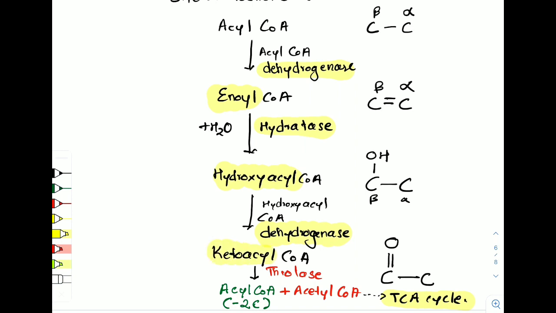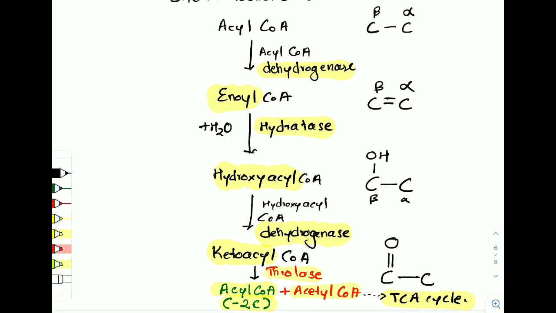And finally, on ketoacyl CoA, the thiolase enzyme acts, which ultimately results in the release of the 2 carbon unit known as acetyl CoA, which leaves an acyl CoA that is less by 2 carbons when compared to the initial acyl CoA compound.